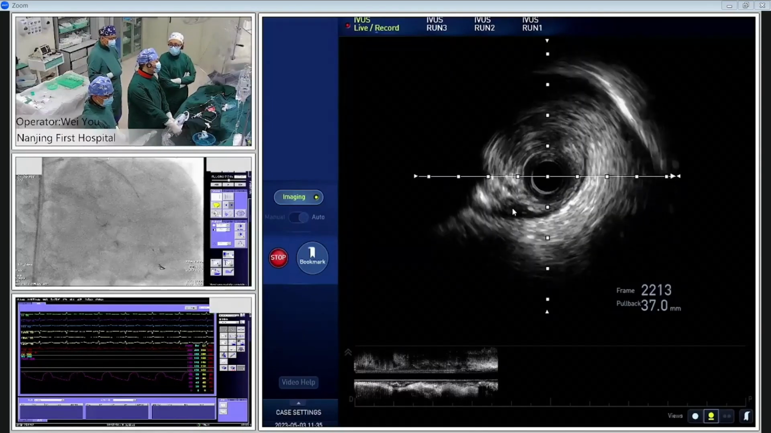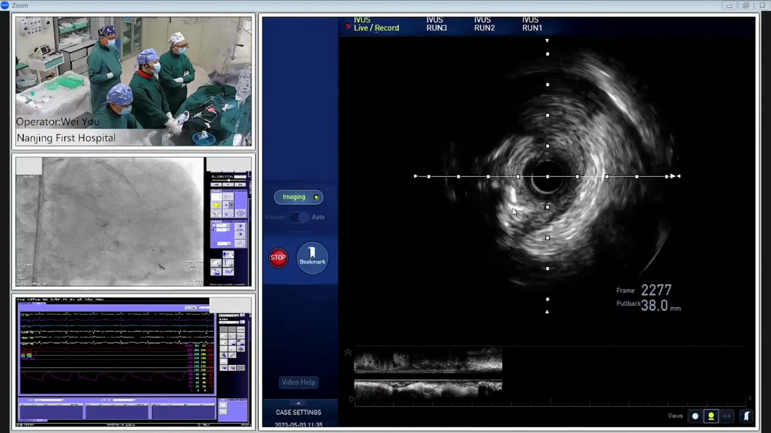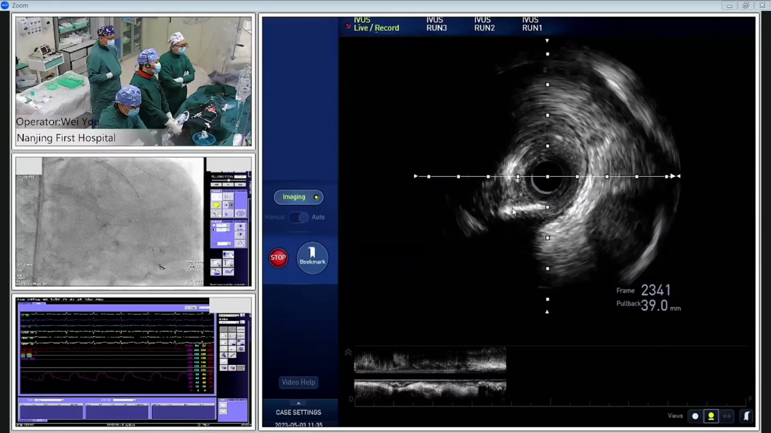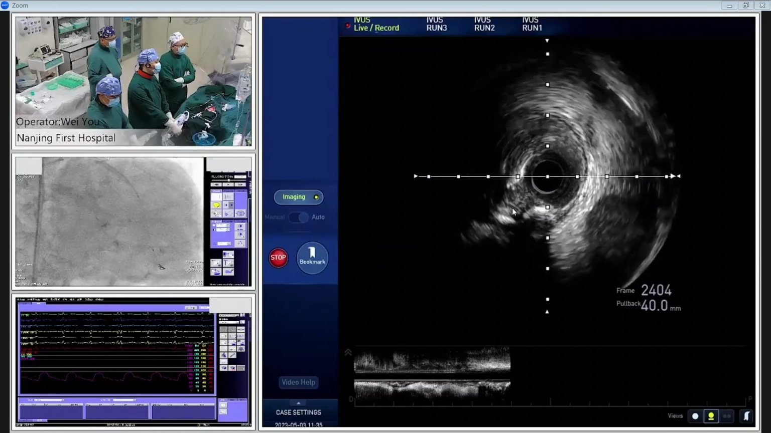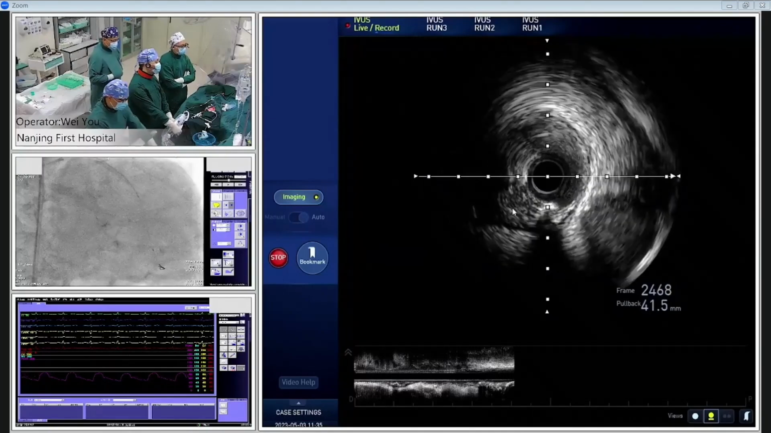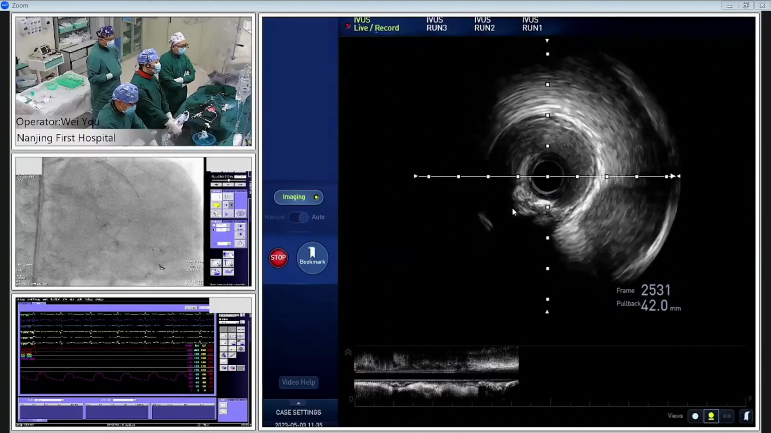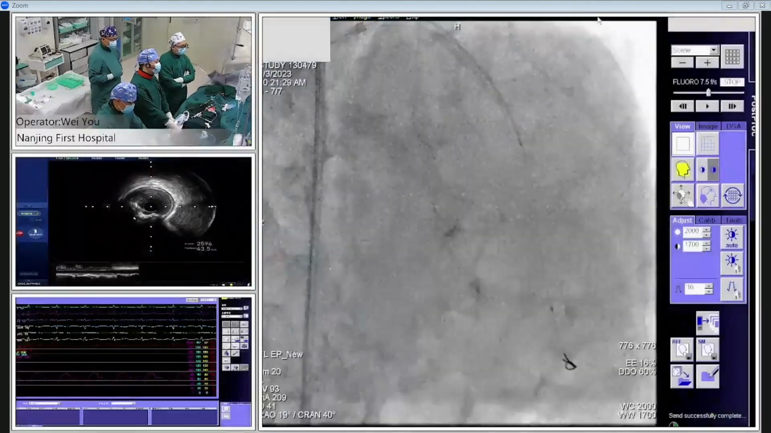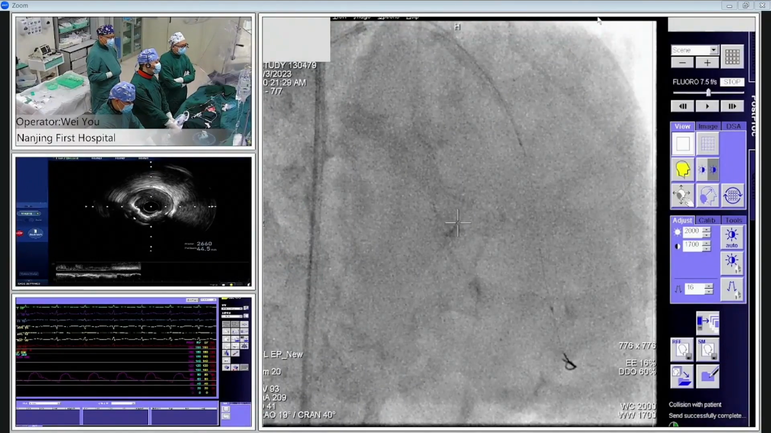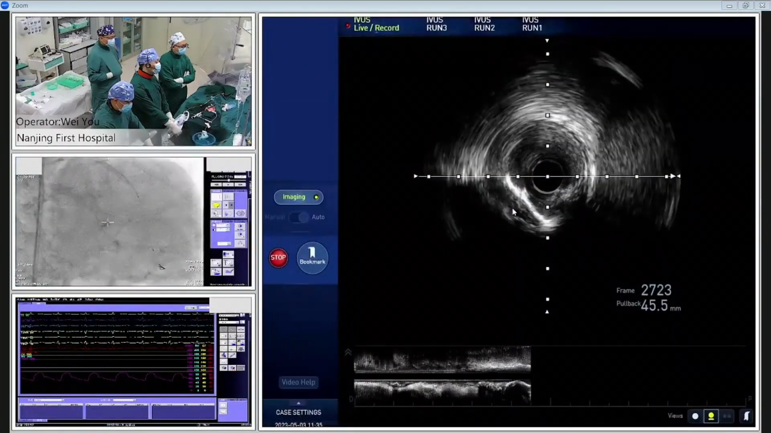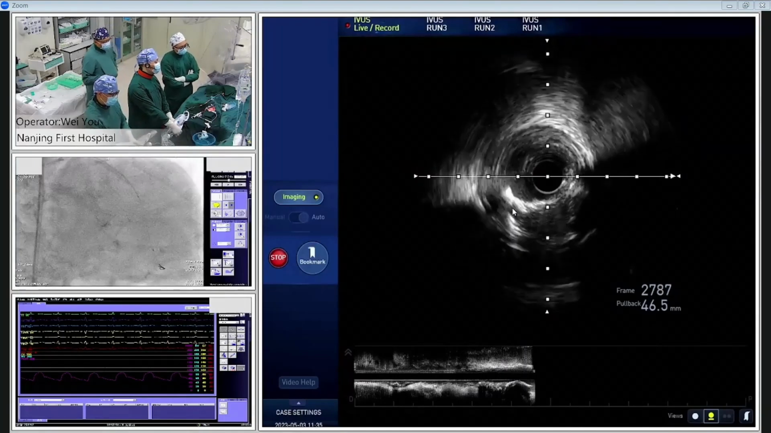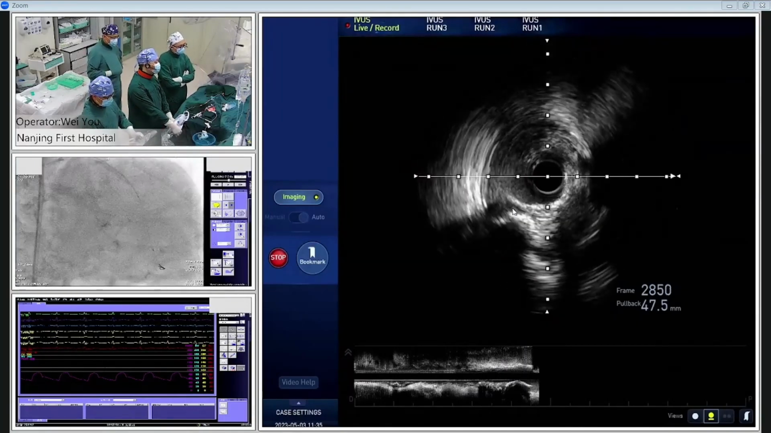Prepare 2.5 by 38. According to the baseline IVUS measurement, the total length is 64. So maybe two 38 stents are enough. Overlap 4 millimeter. The first one is 2.5, the second one is 3.0. Both lengths are 38 millimeter.